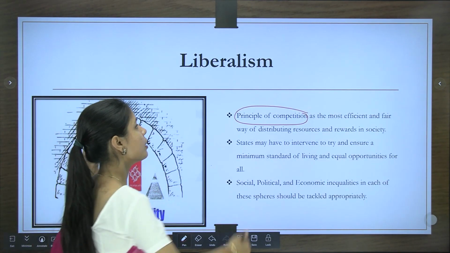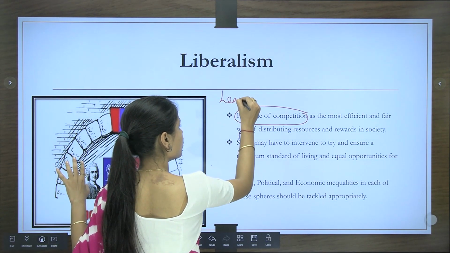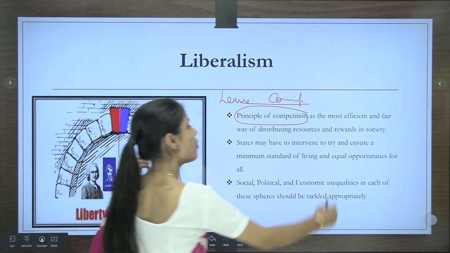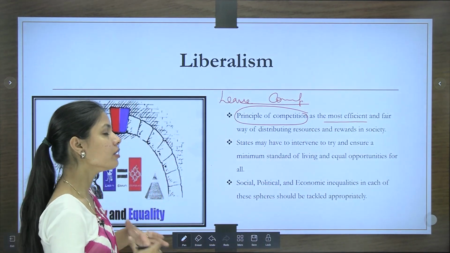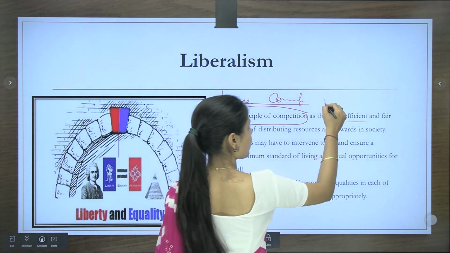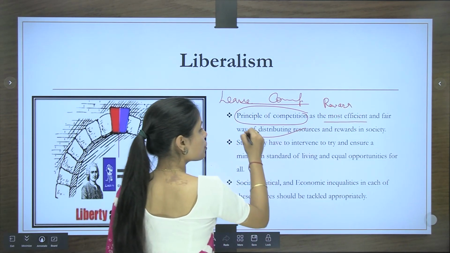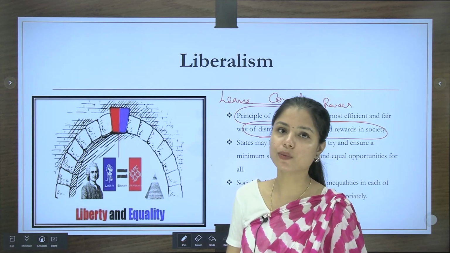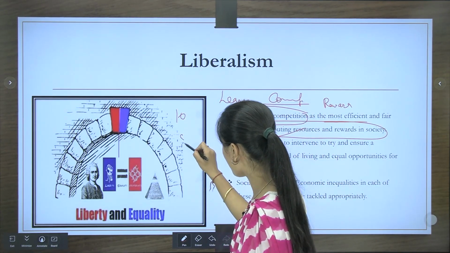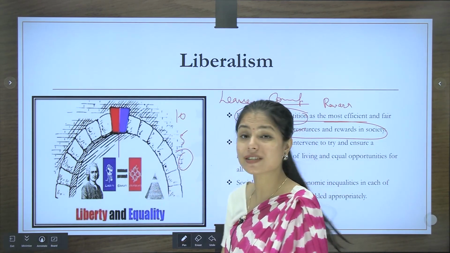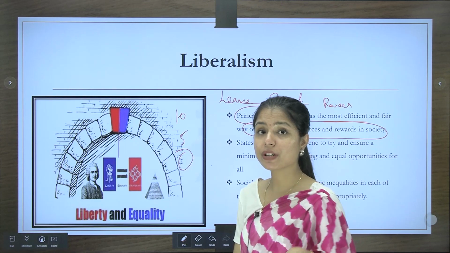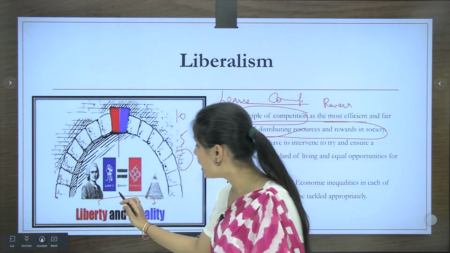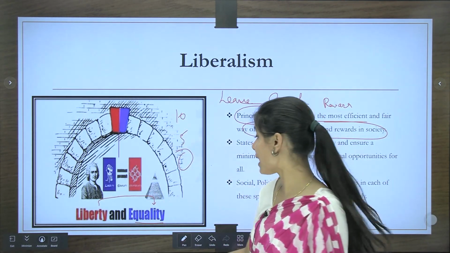So liberalism says what you need to do is you need to leave people alone so that they can compete. And when they compete, whoever is the most efficient, whoever is the most talented will get the reward. And this is a very fair way to distribute resources and rewards in the society. So I can't give 10 marks to everybody sitting in my class. If somebody has worked hard, that person should get 10. If somebody has not, maybe average 5, and if the person has not studied anything, the person should get a 0. So liberalism says it is not that liberty is opposed to the idea of equality. That's not true. Actually, liberalism promotes equality by recognizing merit.